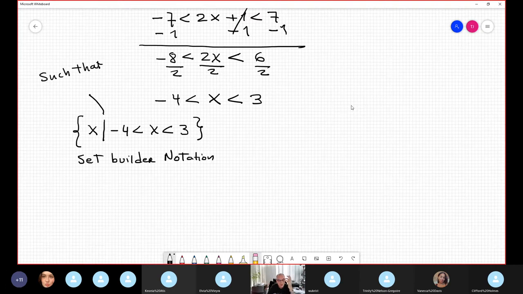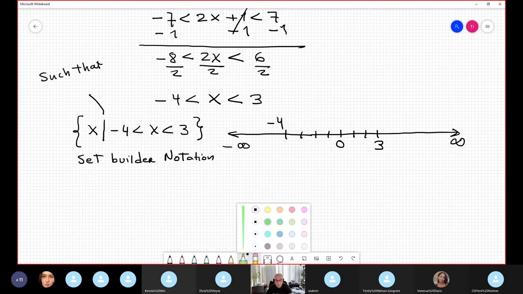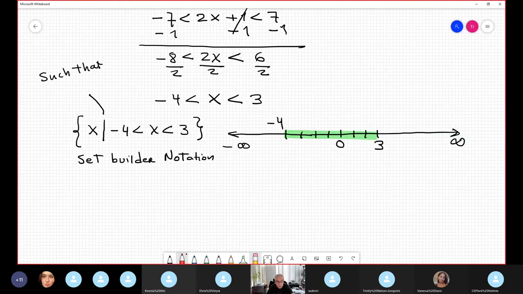Okay, but I am not clear. I need to understand this much better. Okay, so let's do it graphically. The graph is a number line from minus infinity to positive infinity. This is 0, positive 1, 2, 3 here, and negative 1, negative 2, negative 3, and negative 4. It's the interval in between negative 4 and positive 3. Does it include both endpoints? No, because I don't see an equal sign. And the symbolic way to indicate this idea is using parentheses. This is graphic notation.